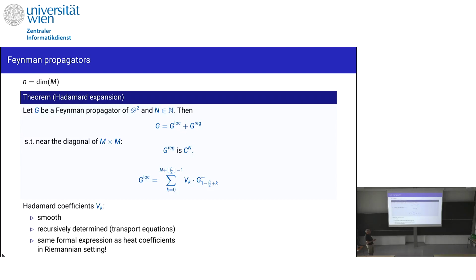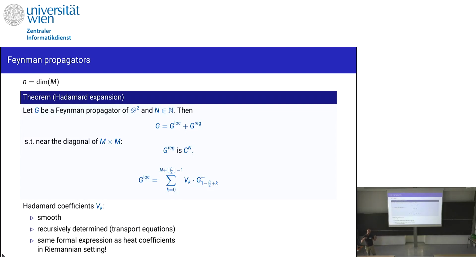And these terms that appear here, these are endomorphism valued smooth sections on the neighborhood of the diagonal, the so-called Hadamard coefficients. So they are smooth. They are recursively determined by certain transport equations. So you can recursively compute them, one after the other, at least in principle. And a very interesting fact is that they are actually the same formal expression as the heat coefficients in the Riemannian situation, of the coefficients of the operator and the metric and the curvature of the manifold.